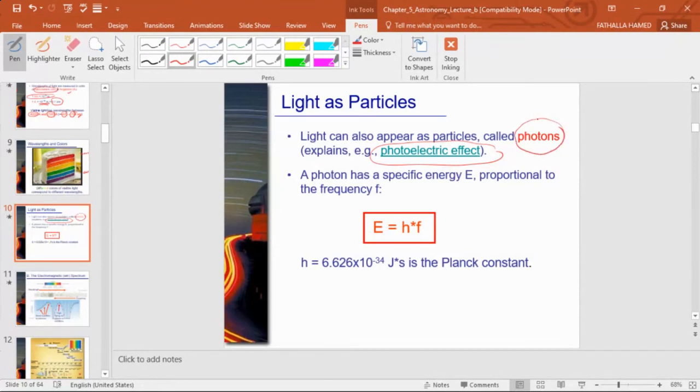And you know, when things are traveling, they have energy. Probably you heard of the term kinetic energy and so on. These particles are having energy, and that energy is given as hf. F here is the frequency of the light, and h is known as Planck's constant.